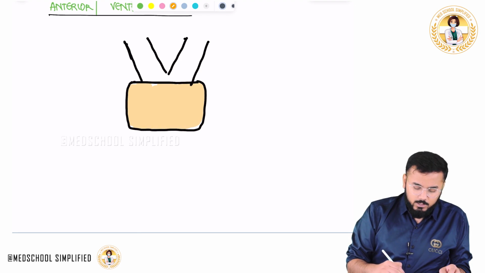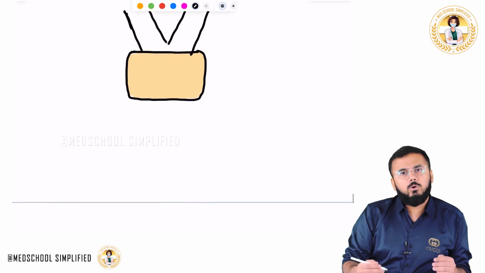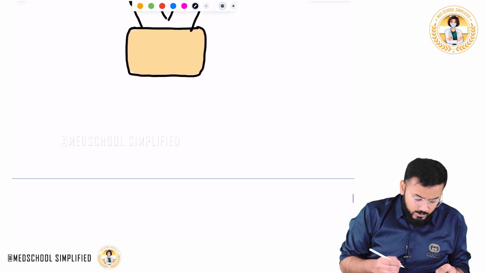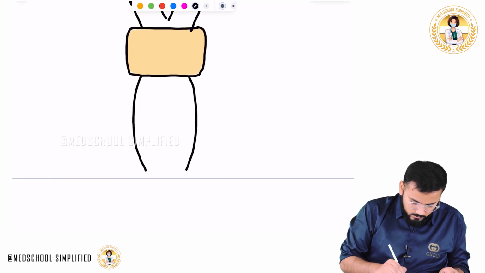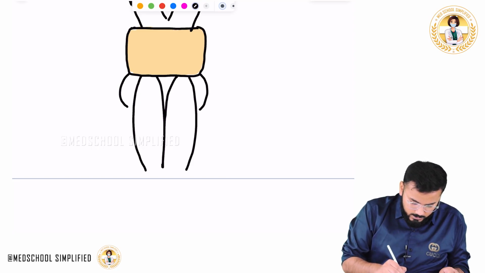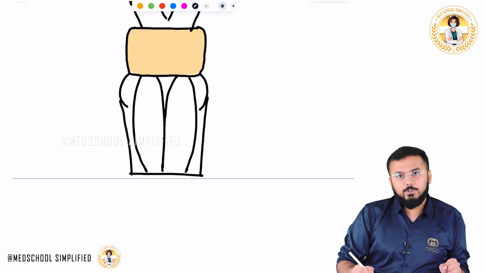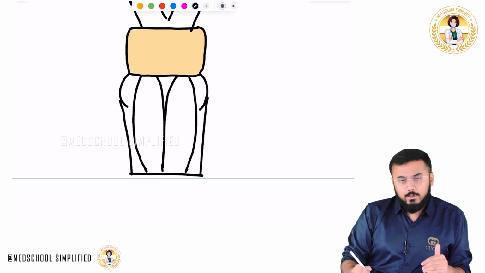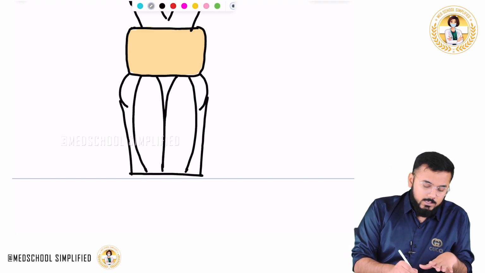Now just beneath the pons, what is the structure that is located there? Obviously the medulla oblongata. Just look at the picture of the medulla oblongata. This is your medulla oblongata in this way. Now this medulla oblongata has many other structures which you can see over here. Let us see what these structures are one by one.